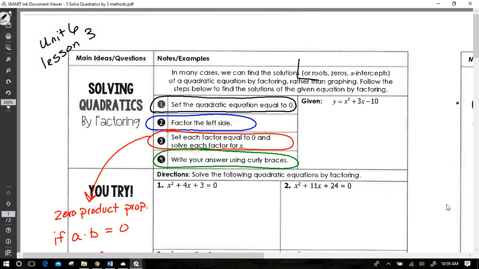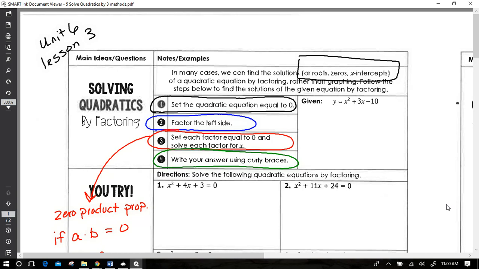Right there, okay? We can still do this by graphing like we were doing in our last lesson. However, we want to learn how to do it also by the factoring method, because on our final exam, we may not always have access to our calculator.